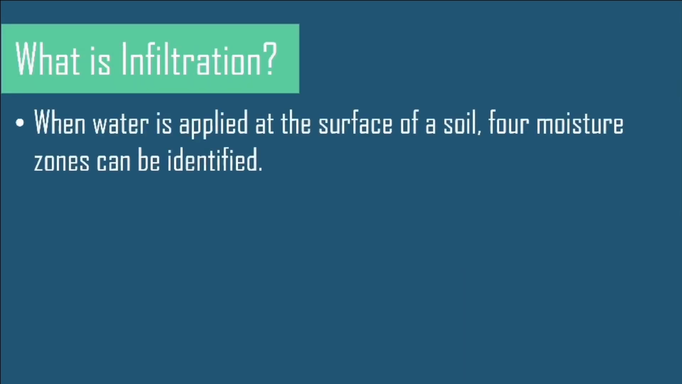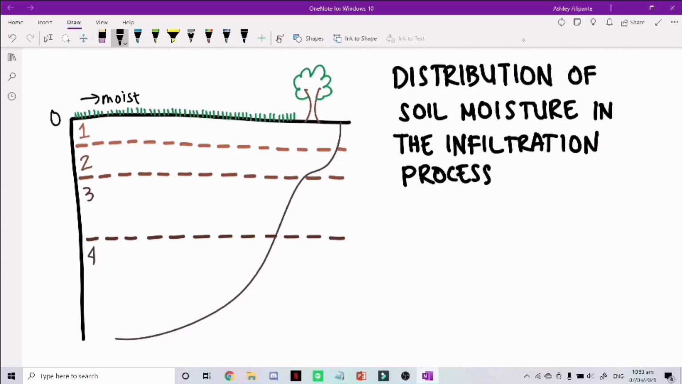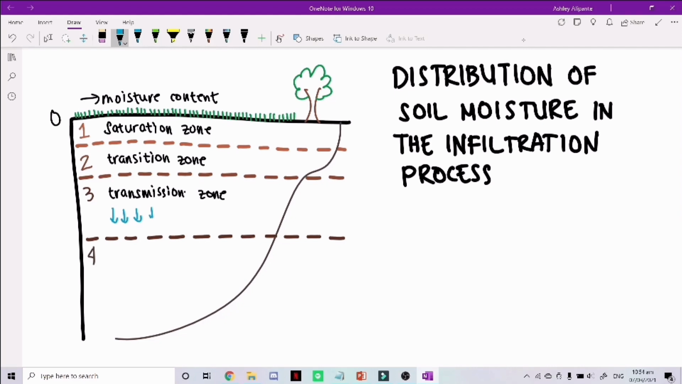When water is applied at the surface of the soil, 4 moisture zones can be identified. Now I will show you a figure that describes the distribution of soil moisture in the infiltration process. The first zone where a thin layer of saturated zone is created is called the saturation zone. Beneath the first zone is called the transition zone. And the next lower zone is called the transmission zone, where the downward motion of the moisture takes place.